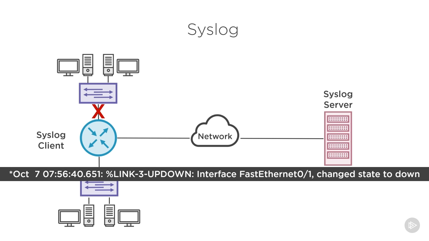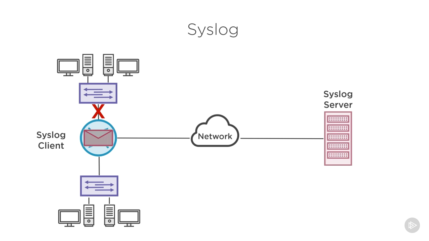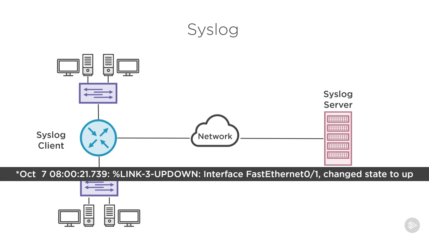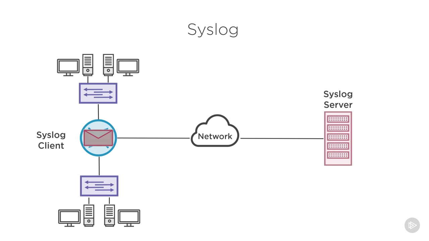So when this event occurs, link goes down, we generate that message on the router. If our router is configured to send its messages to the Syslog server, it will take that link down message and forward it to the Syslog server. The Syslog server will then store that in its database. Then when another event happens, link goes up, right? Link is no longer down. Whatever event happened resolved itself. So we get another log message saying FastEthernet 0/1 changed state to up. Then we forward that to the Syslog server.